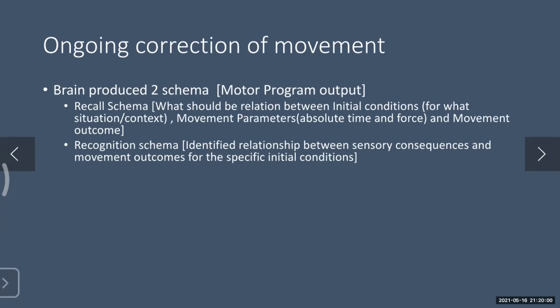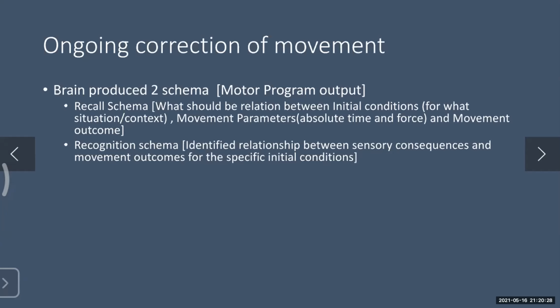And by Schmidt, he said that the schemas were the outputs of the motor program. There were two schemas. One is called the recall schema. Now, what's a recall schema? It is the relation between the initial conditions, that is, for what situation or context, what movement parameters have to be given. That's the absolute time and force which need to be given for the movement outcome to happen. So all these three things were put in one line and they were connected.